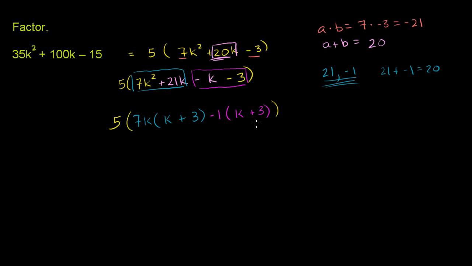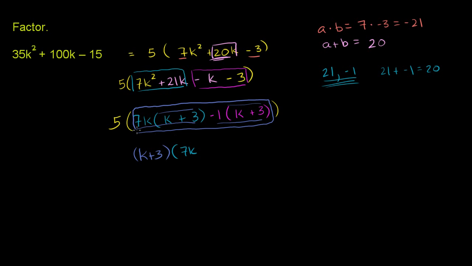Now, ignoring that 5 for a second, you see that both of these inside terms have k plus 3 as a factor. So we can factor that out. This inside part right here, the stuff that's inside the parentheses, we can factor k plus 3 out, and it becomes k plus 3 times 7k minus 1.